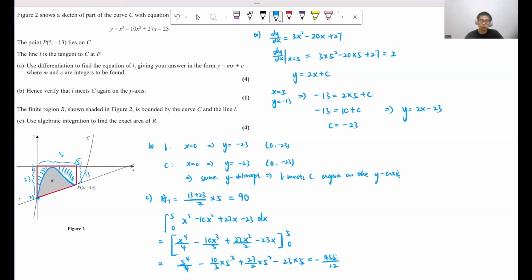Now we just have to use the area of the trapezium. The area of R is equal to the total area of the trapezium minus the area of the blue part. So that would be the answer: 90 minus 455 over 12, which is equal to 625 over 12. So that will be the final answer.